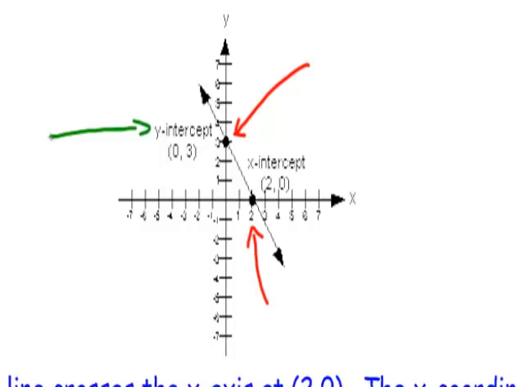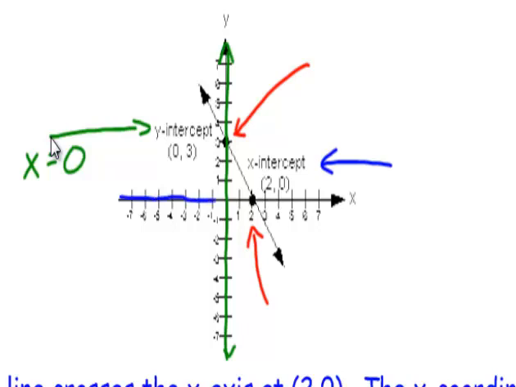If we look at the y-intercept, notice no matter where I fall on this y-axis, the one thing I know about my ordered pair is that x is going to be 0. Because if I'm on the y-axis, I haven't gone to the left or right at all, and we know that x will be 0.